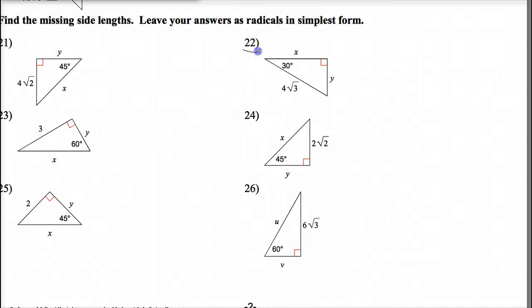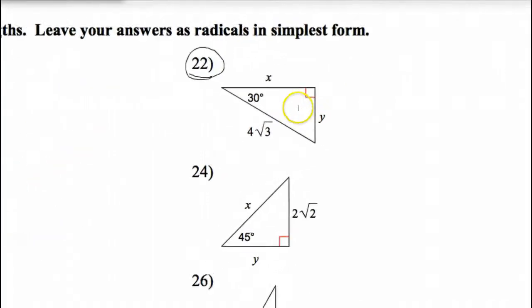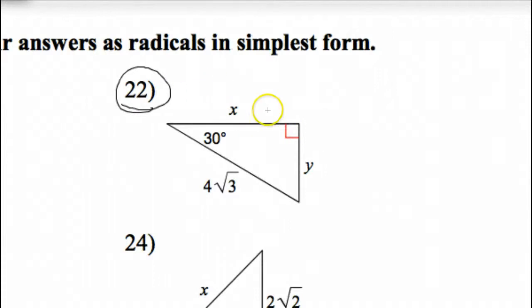Here's an example of how we could use it. Let's say I wanted to look at number 22 here. Zoom in on it for us. So if I'm looking at number 22, that's 30 degrees, that's 90 right there. And we could say, well, then this is 60 because it's got to add up to 180. But this is half of that equilateral triangle that we saw.